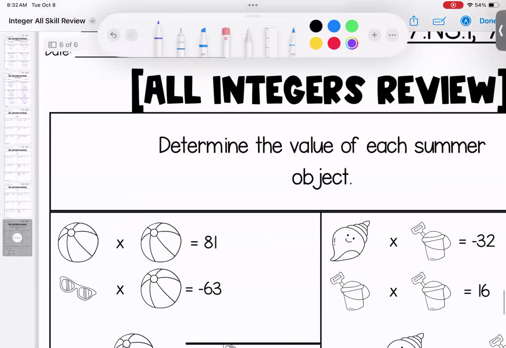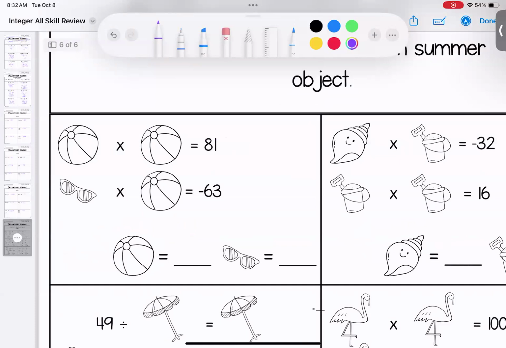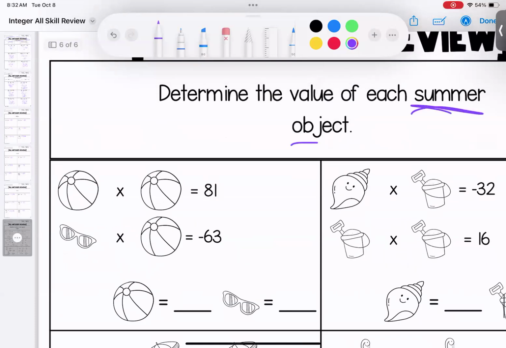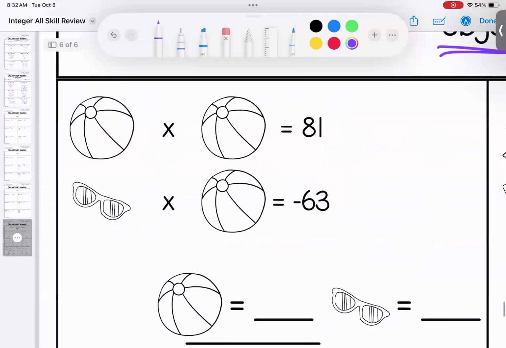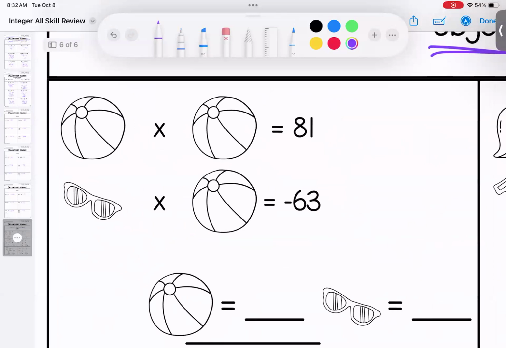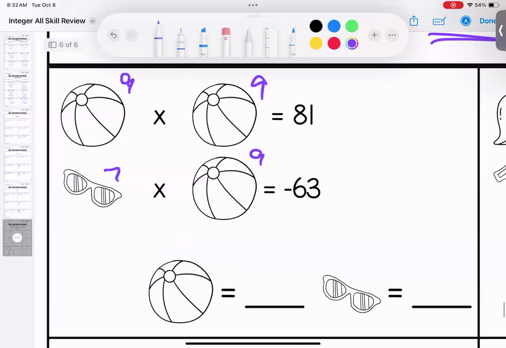Here, I thought this was fun. We'll see what you thought. We're using these summer objects to try and make true statements. So first thing I need to do is look through them and see what the answer is. And then I need to go back and look at the sign. So I know that 9 times 9 is 81. That's the only number that can be the same to give us 81. So I bring this 9 down here. 9 times 7 is 63.